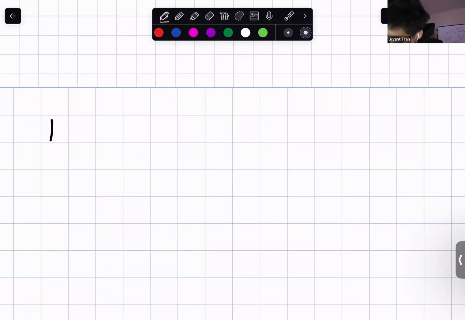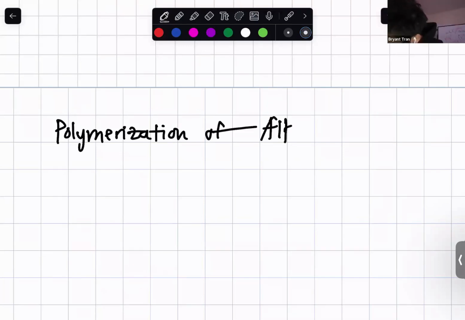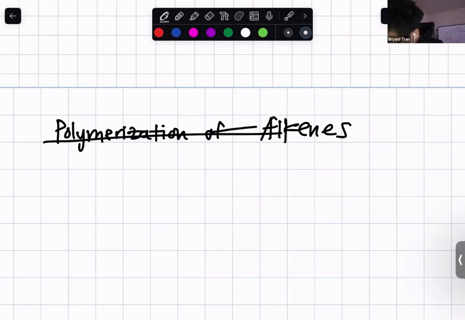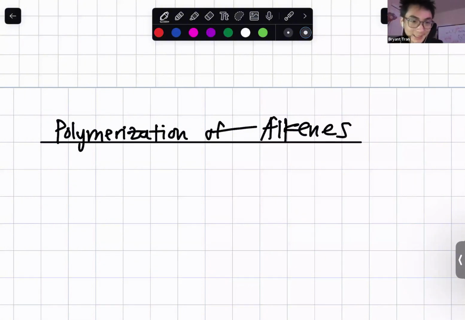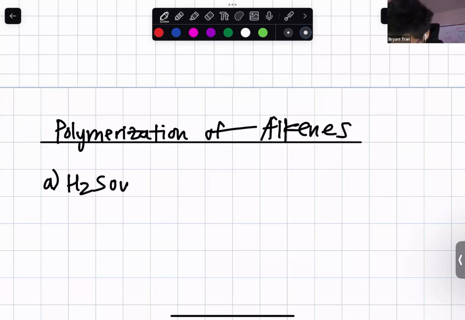Was it isomerization or polymerization of alkenes, Elysia? Polymerization, yes. Polymerization of alkenes. I don't have his lecture slides up right now, but I'm going to try to explain it in a way that makes sense, and I will check the lecture slides to see if this follows along with it. There are two ways. There's the one with H2SO4, and we're going to work with that one first.